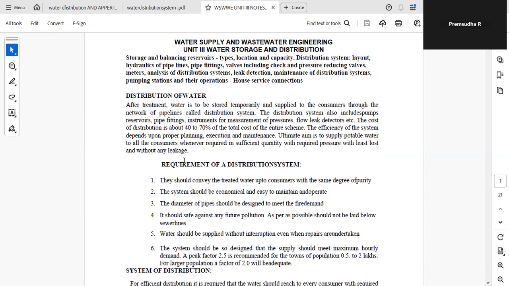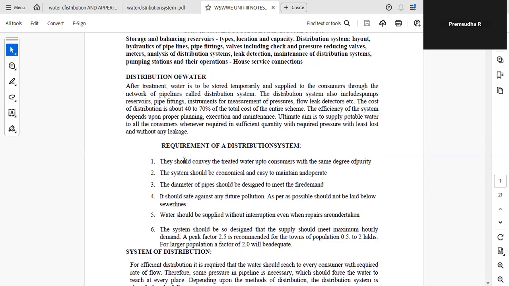Coming to distribution, what is meant by distribution of water? After the treatment, the water is stored temporarily in the reservoir, that means the tank. Then it is supplied to the consumer through the network of pipelines, which is called the distribution system. The distribution system includes the pump, reservoir, pipe fittings, instruments, and measurement of pressures, flow, leak detectors, etc.